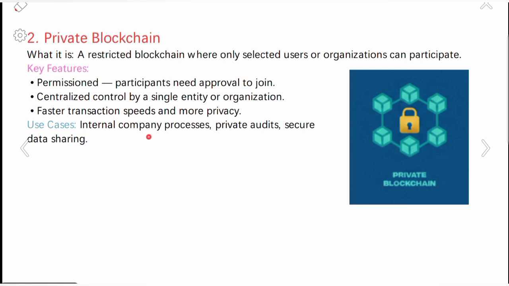Faster transaction speeds and more privacy, because in the private blockchain the number of users is limited and only authorized persons, the limited people, can access the blockchain. That's why the transactions are fast and there is more privacy, because only authorized persons are accessing the network.